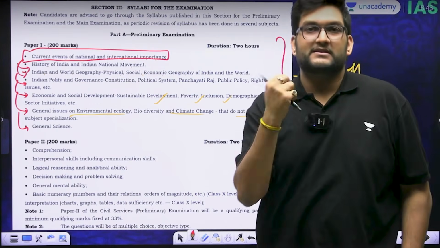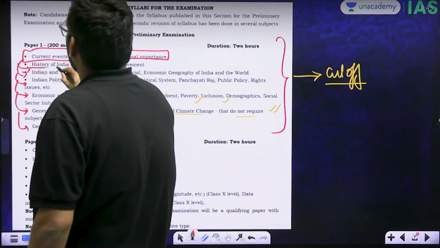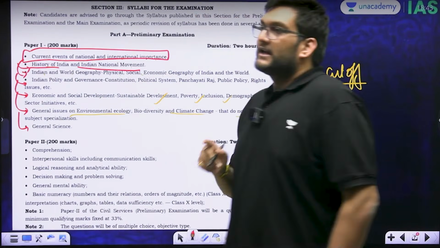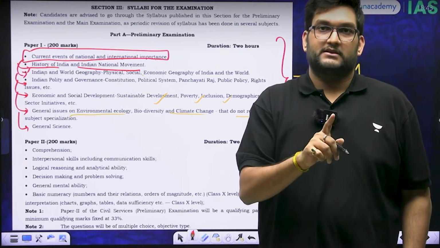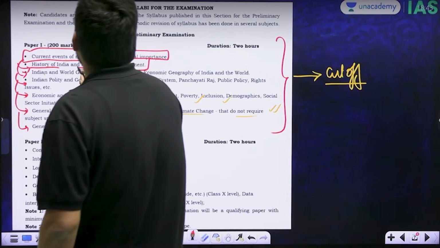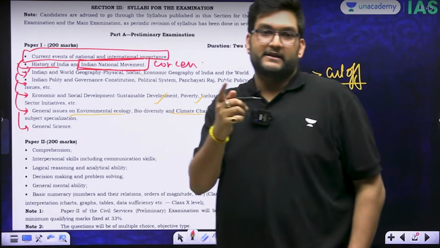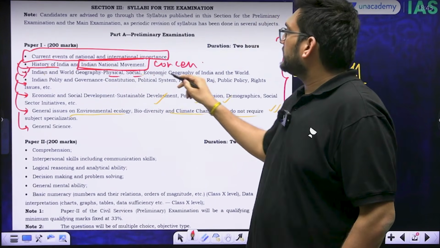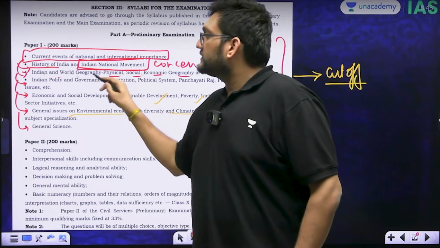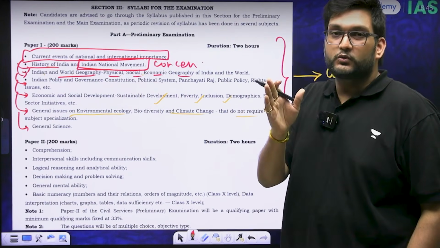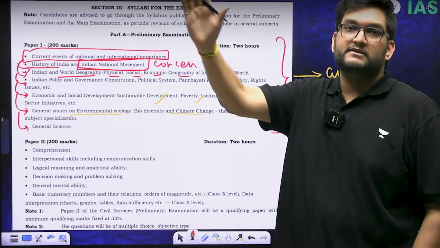Now, let's look at history, for example. It says history of India, Indian national movement. Now, Indian national movement is directly mentioned, which means that this is an area which we have to concentrate on. Further, for example, physical, social, economic geography of India, world geography. This gives us contours. It tells us what are the limits of our understanding.